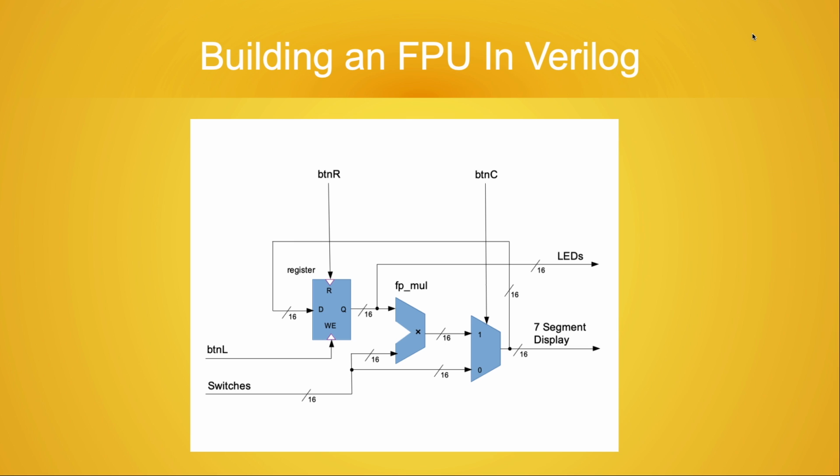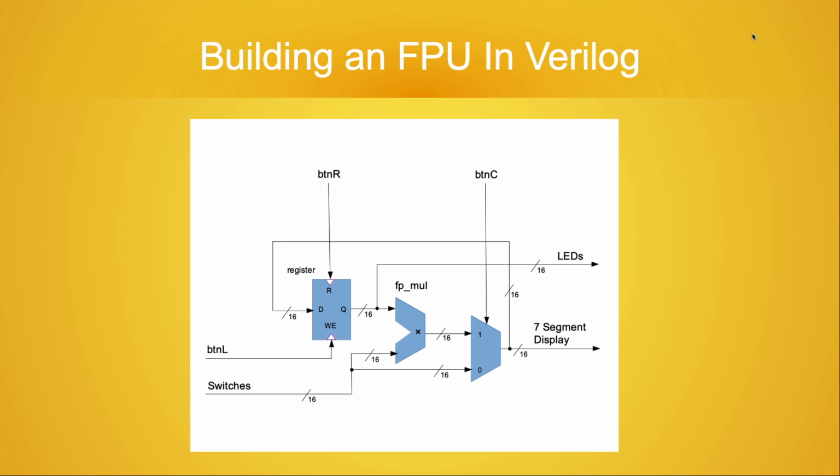Once the value from the switches has been loaded into the register, the switches can be reconfigured to hold the multiplier. Okay, the register holds our multiplicand value. The switches hold our multiplier value. How do we view the product? Near the top right of the diagram, you can see that the center push button controls the output of the 2-to-1 mux. By pressing and holding the center push button, the product will be displayed on the 4-digit 7-segment display.